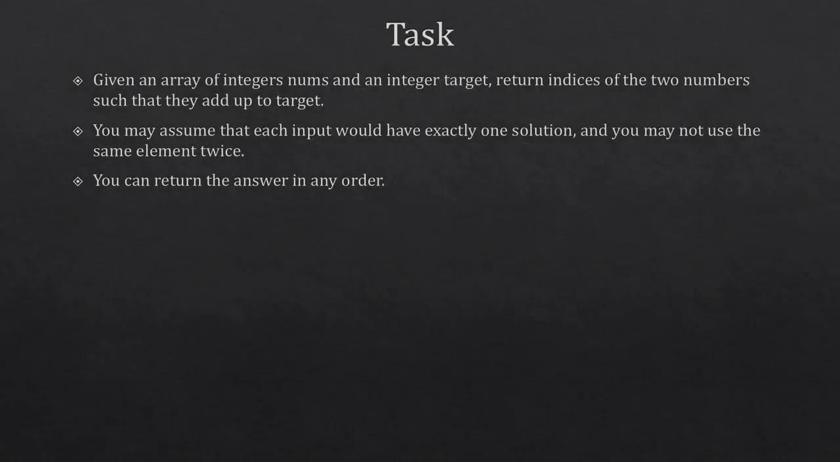So our task goes as follows. Given an array of integers and an integer target, return indices of two numbers such that they add up to target. You may assume that each input would have exactly one solution, and you may not use the same element twice. You can return the answer in any order.